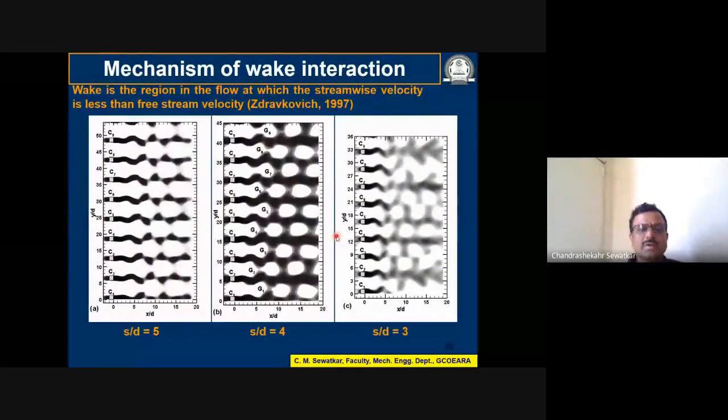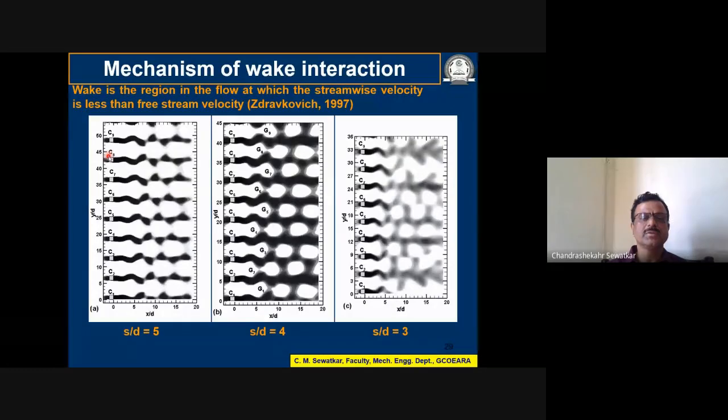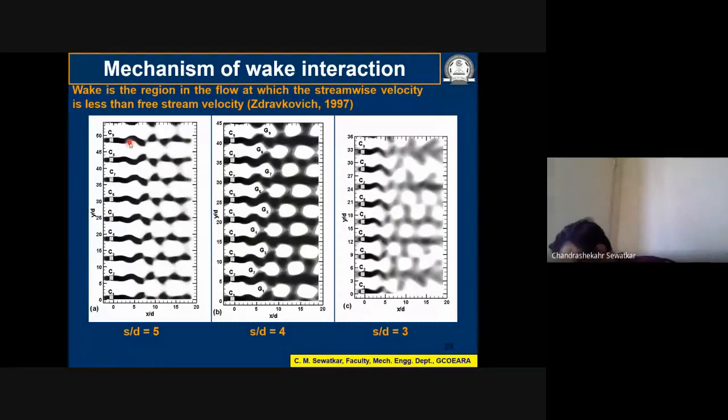Further, we plotted the wakes behind bodies. What is wake? Wake is the region behind the body in which the x direction velocity is less than the incoming velocity. So this black region indicates the region where u velocity is less than that of the incoming velocity, or free stream velocity, as we call it.